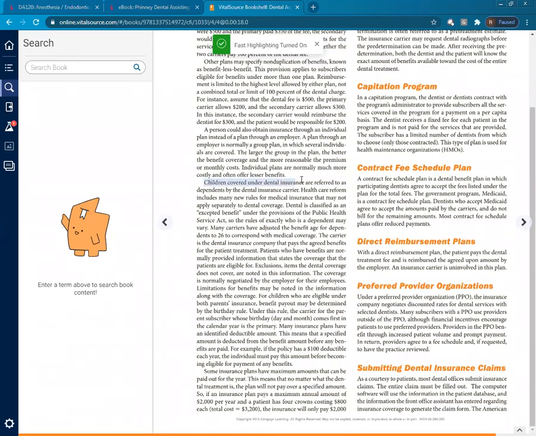Children covered under the dental insurance are referred to as dependents. Healthcare reform matters, and there are usually new rules for medical insurance that may or may not apply separately to dental coverage. So it's good to stay up to date.